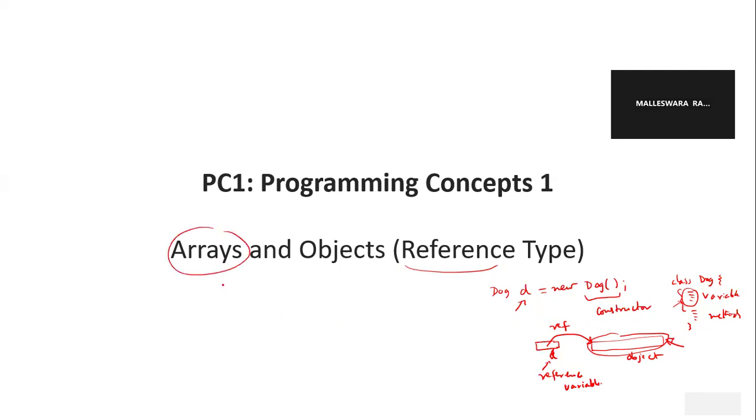What about arrays? An array is a sequence of similar elements, a set of similar elements. What can be an element? An element can be an integer, double, long, any primitive type, or a reference type, anything, objects. But the array itself is a reference.